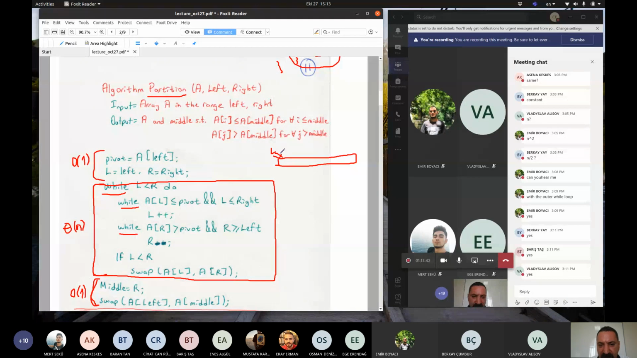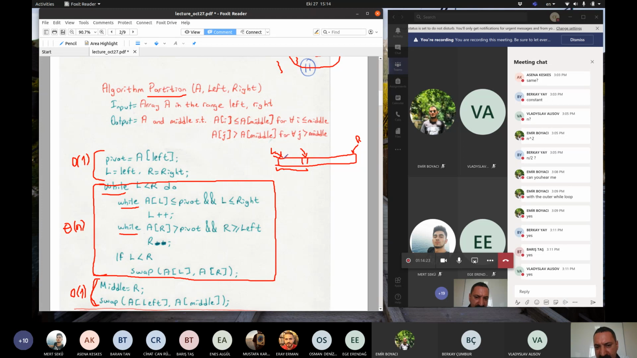So we initially start with L pointing to the leftmost position and R pointing to the rightmost position. Let's say that this inner while loop will move the L pointer until it stops. Let's say, starting from the beginning, it has stopped at this position. How much running time has this piece of code in the red box spent up until now?